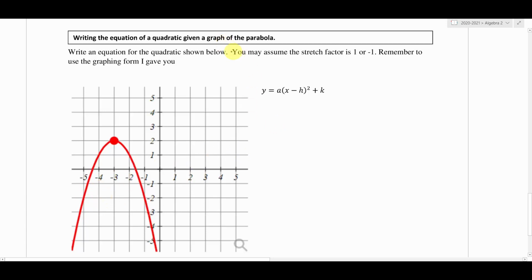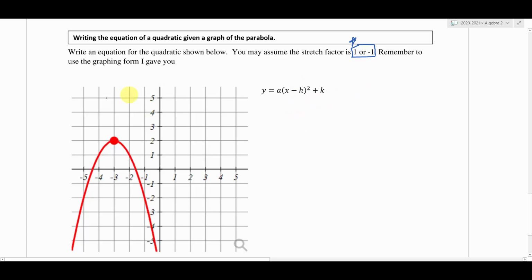All right, and notice here, this is a very key piece of information. It says you may assume that the stretch factor is 1 or -1. This is important because they're essentially giving us a piece of information for our equation right off the bat. So we don't have to worry about that stretch factor in the graph.